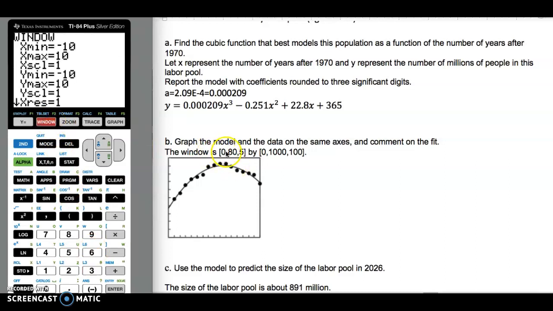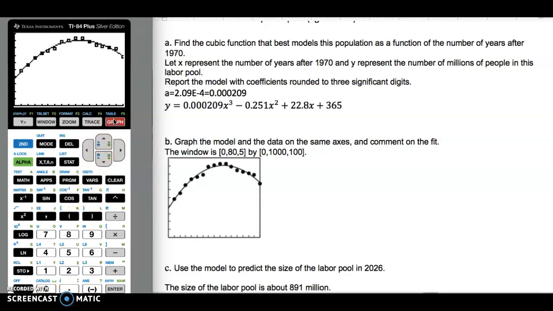So the window, your x's are from 0 to 80 with a scale of 5. So your minimum is 0, your maximum is 80, and you have an x scale of 5. And then your y's from 0 to 1,000 with a scale of 100. And then you go ahead and graph it. And you see the graph here. This is part of the model, and that's the data.